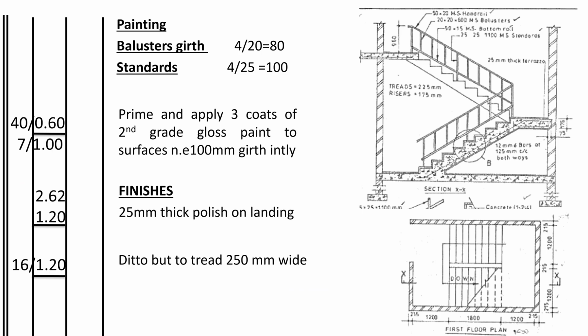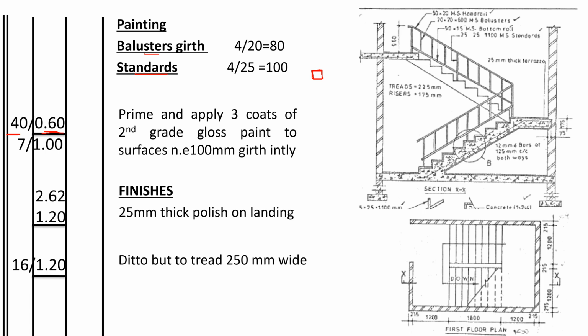Painting the balusters and the standards. To paint, the baluster is like this, the cross section is the one that we are taking. For the baluster it is 20 millimeters, 20, 20, 20. So the perimeter is 80. All right. If it's 80, then we shall multiply by the number of balusters. If it's 80, it shall be 0.8. Then we multiply by the number of balusters.